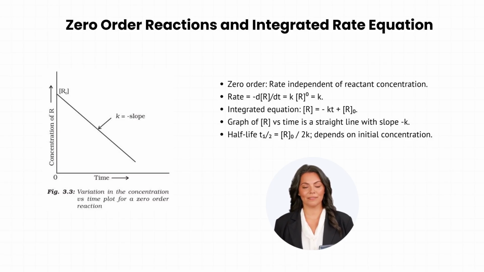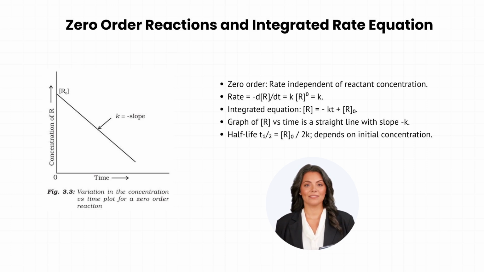For instance, the decomposition of ammonia gas on a hot platinum catalyst, as shown, happens at zero order at high pressure. Even if you add more ammonia, the rate won't change because the catalyst's surface is saturated, like a crowded platform at a train station. This concept helps understand surface reactions and catalysis. Look at Figure 3.3 and see the linear drop in concentration over time. Now, can you think why a metal surface could cause zero-order kinetics?